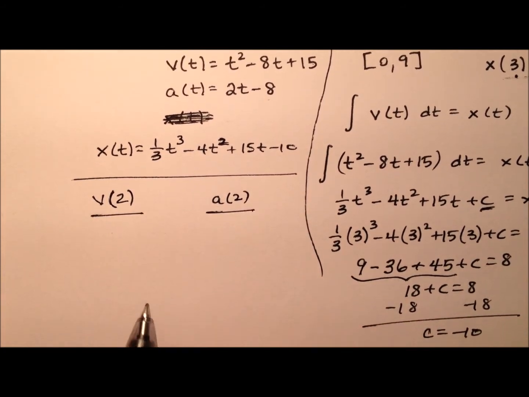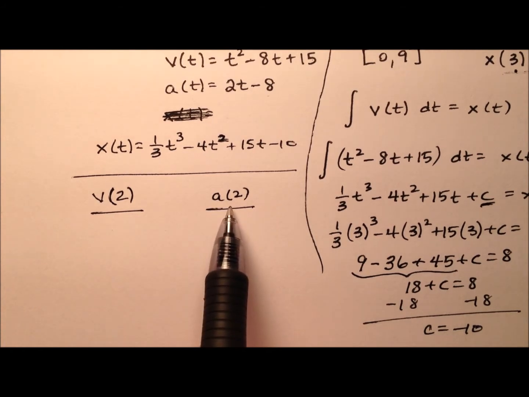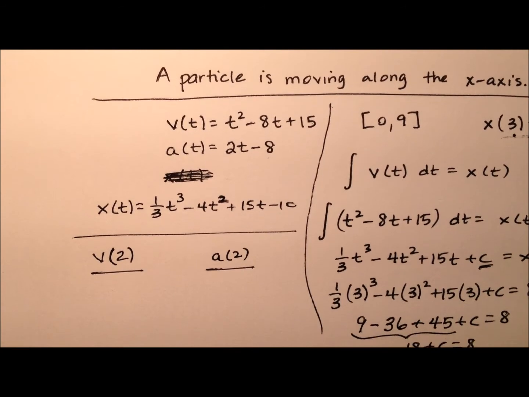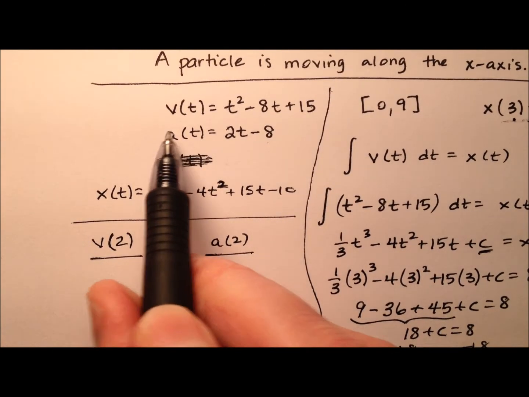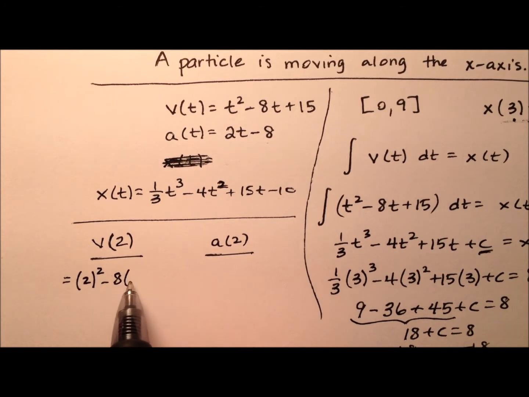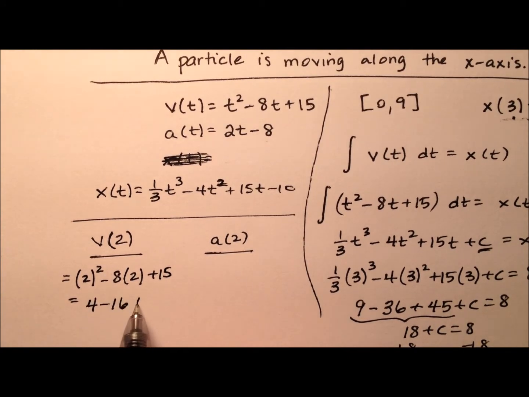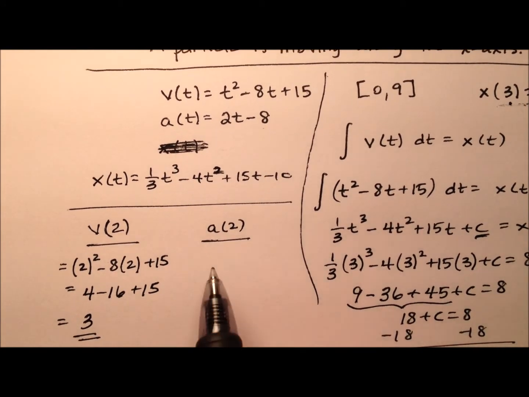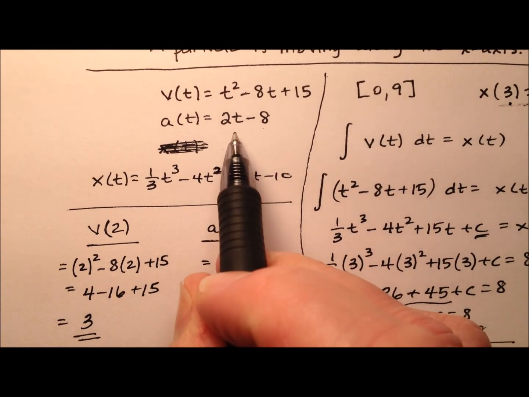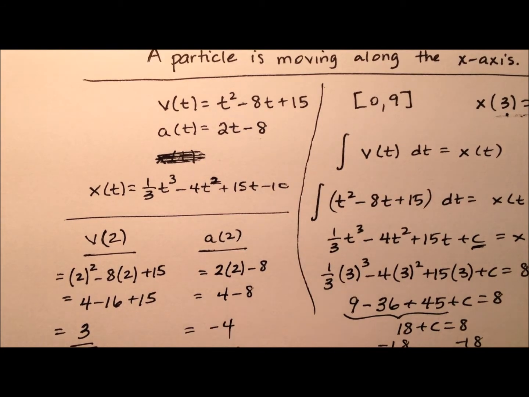What this means is we're looking for the velocity of our particle at time t equals 2 and the acceleration of our particle at time t equals 2. So let's plug 2 into our velocity function. So I should have 2 squared minus 8 times 2 plus 15, which will give me 4 minus 16 plus 15, which looks like 3. And our acceleration then, let's put 2 into our acceleration function. So 2 times 2 minus 8 is 4 minus 8, which is negative 4.